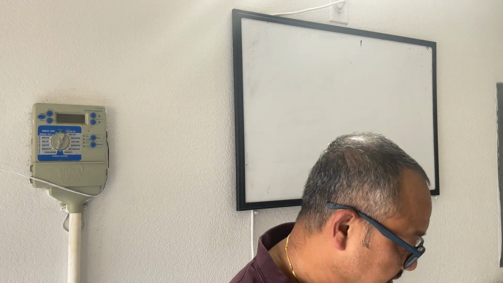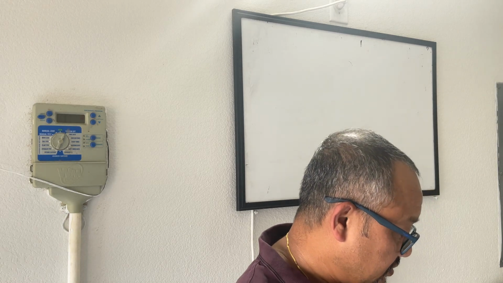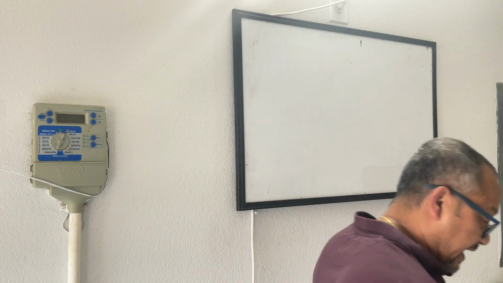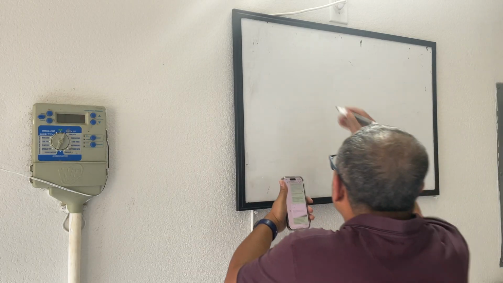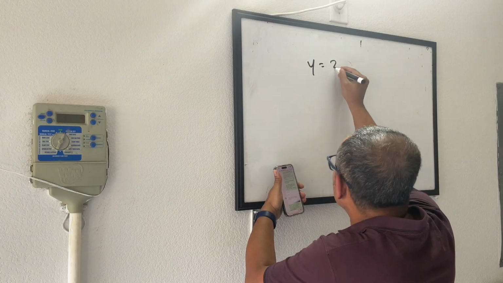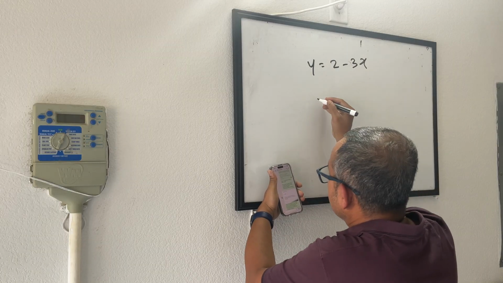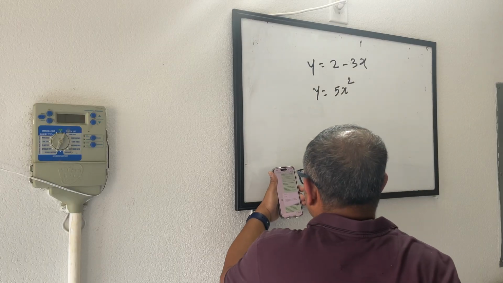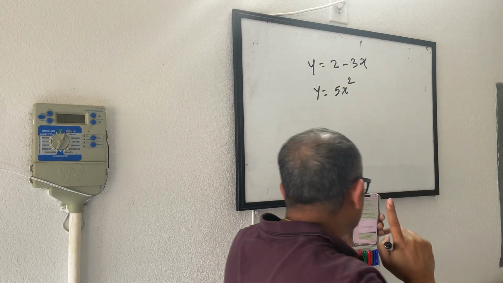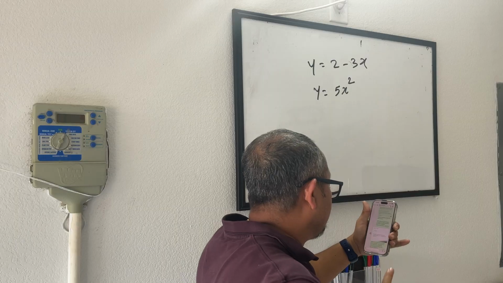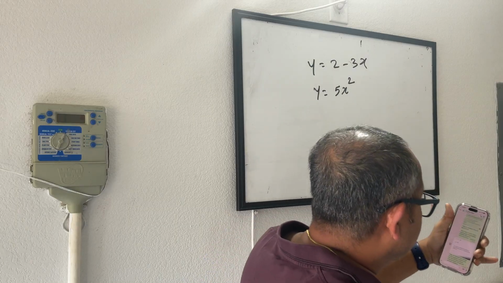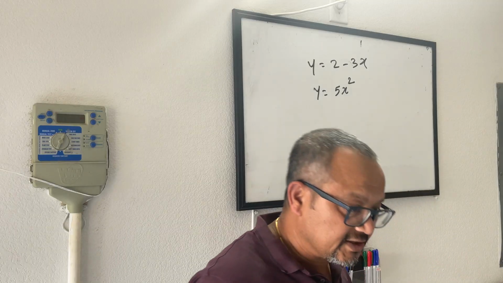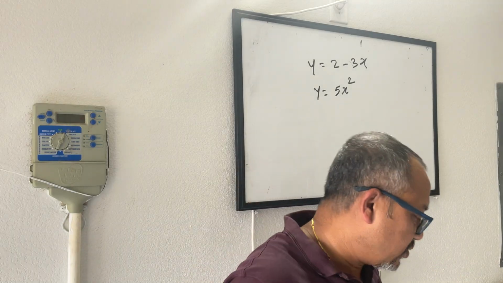Okay? So, I have 2 equations. y equals 2 minus 3x and y equals 5x squared. If x and y is a solution to the system of equations shown and x is greater than 0, what is the value of x? So I'll read this question one more time for you guys.